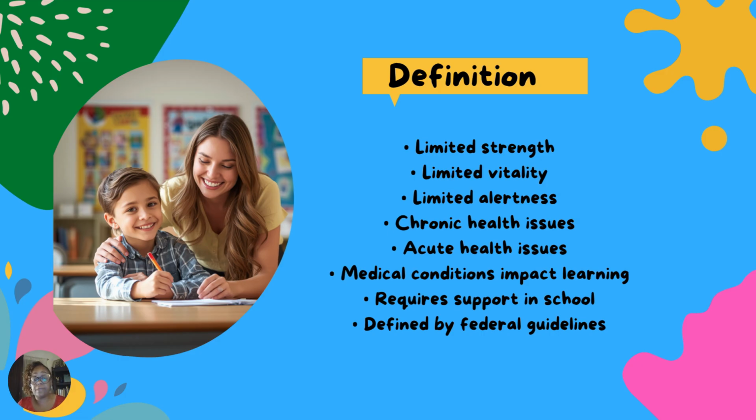According to the U.S. Department of Education, students in this category may have limited strength, vitality, or alertness due to chronic or acute health problems. These can include conditions like asthma, sickle cell, epilepsy, or other medical conditions that affect learning. The definition covers limited strength, limited vitality, limited alertness, chronic health issues, and acute health issues. Medical conditions impact learning, require support in school, and are defined by the federal guidelines.